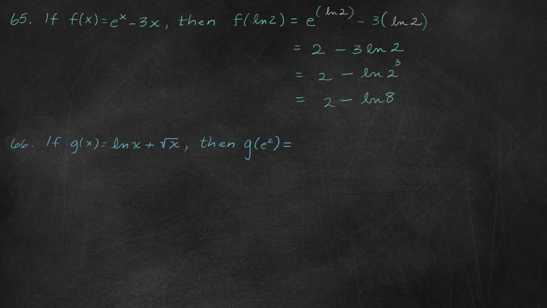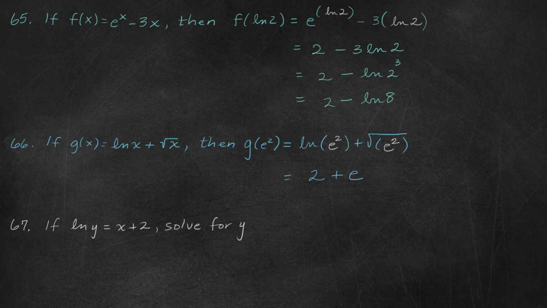Number 66. If g of x equals ln x plus square root of x, then g of e squared equals... now our rule for g is natural log of input plus square root of input. And our input is e squared. So we have natural log of e squared plus the square root of e squared. The natural log of e squared is 2, plus the square root of e squared is e. So our final answer, 2 plus e.